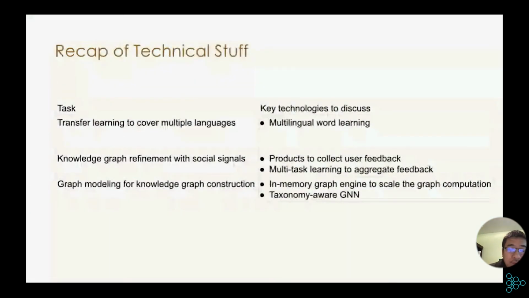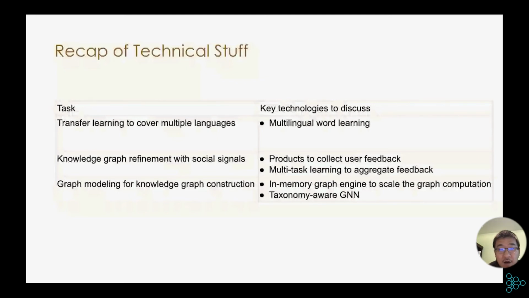Okay, a recap of all the technical stuff. So we discussed the 3 technical tasks. The conclusions: we can use the multilingual word embedding to solve the transfer learning problem to cover multiple languages.